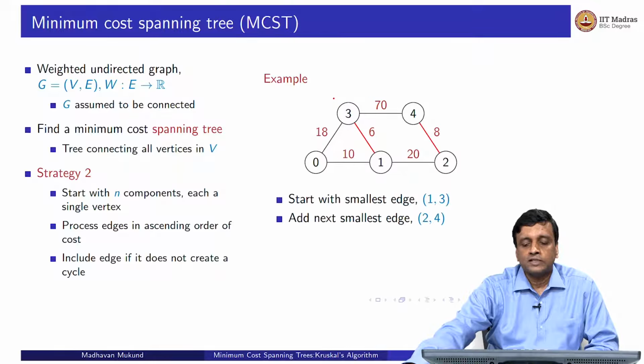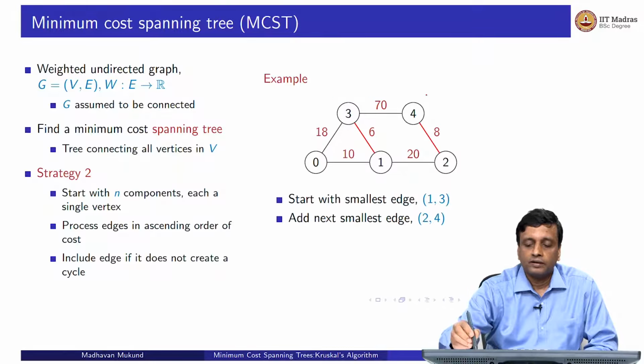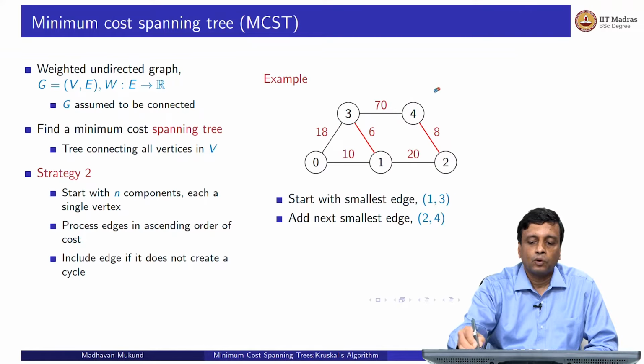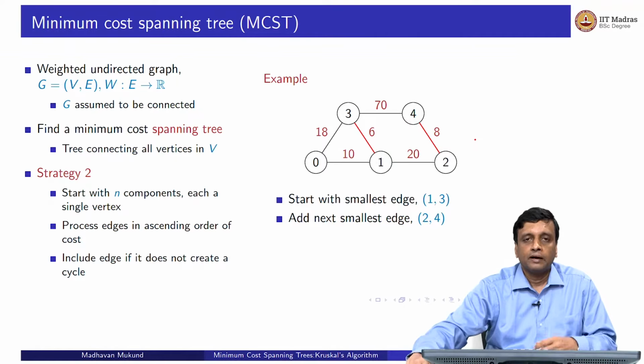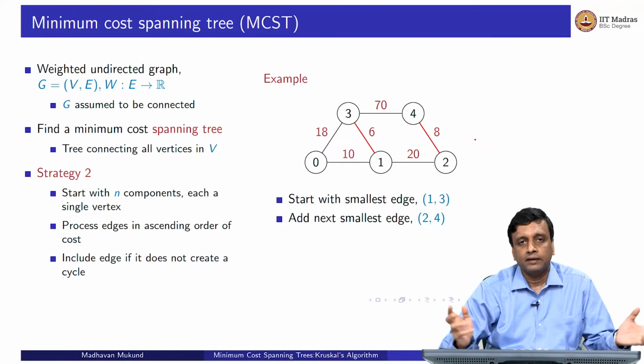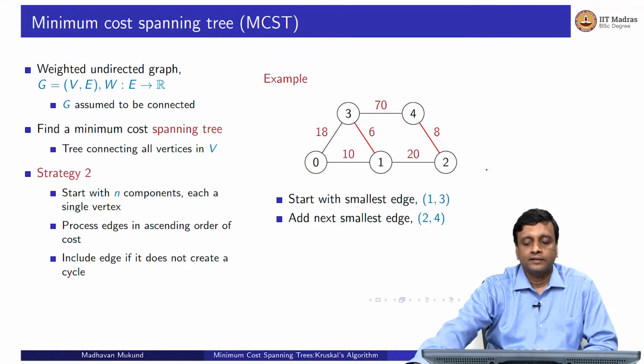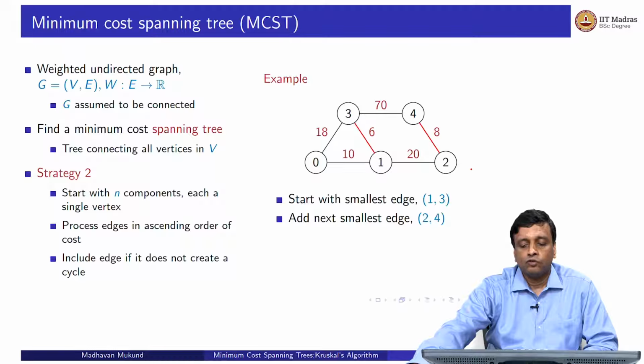Now the next smallest edge is this one, right? So notice that unlike Prim's algorithm, which would take this tree which we had already started with and try to extend it in some direction, we are not doing that. Instead, we are saying we will build up this tree in disjoint parts. So as and when we can add a small edge, we add it. So when we add 2, 4, we create yet another component, but there is no cycle yet. So it's still potentially a tree. So now we have added 1, 3 and 2, 4.